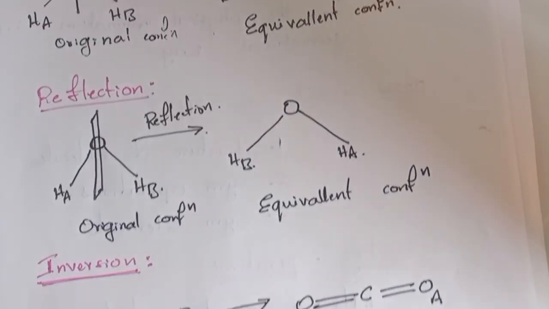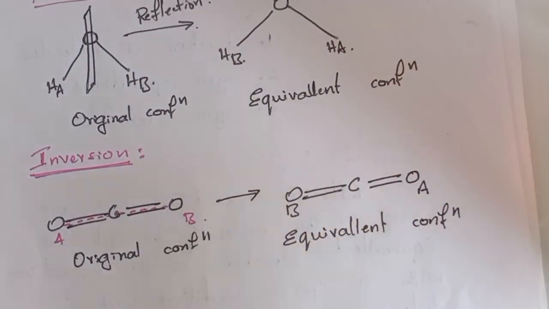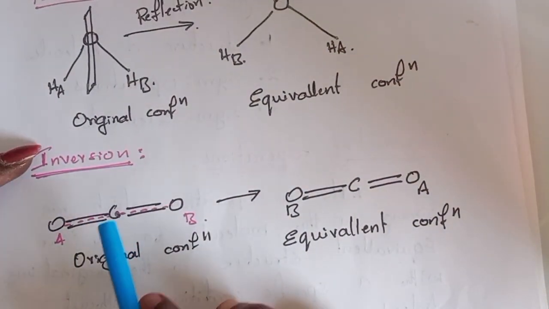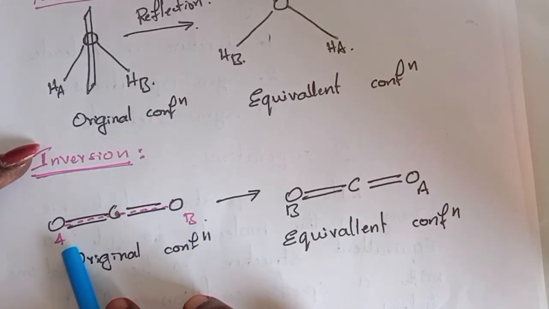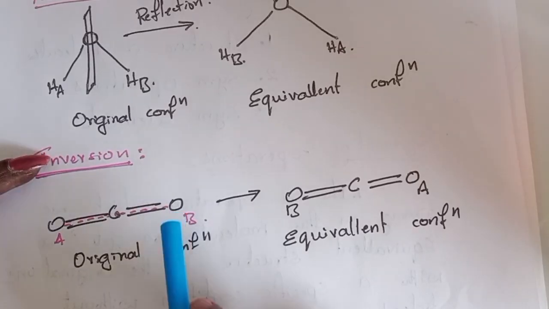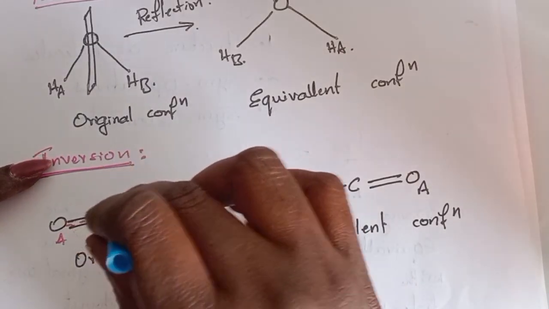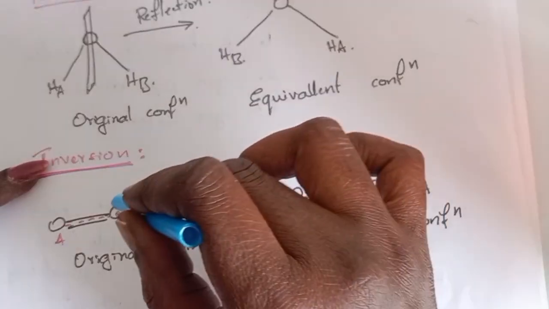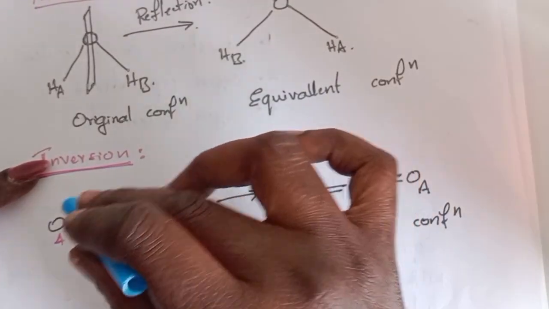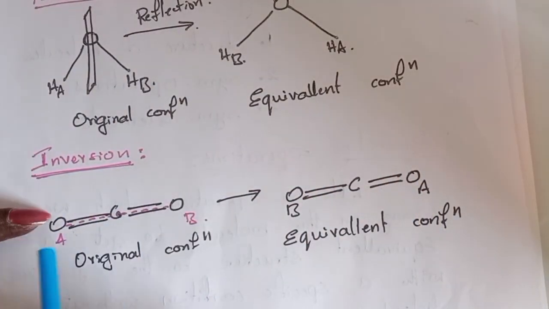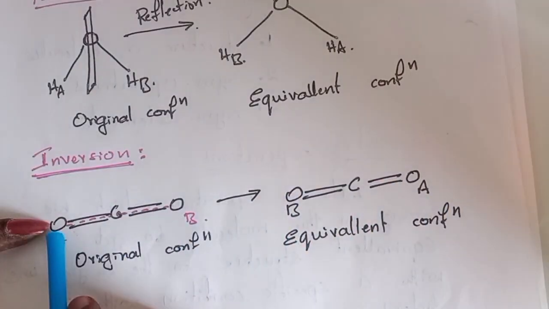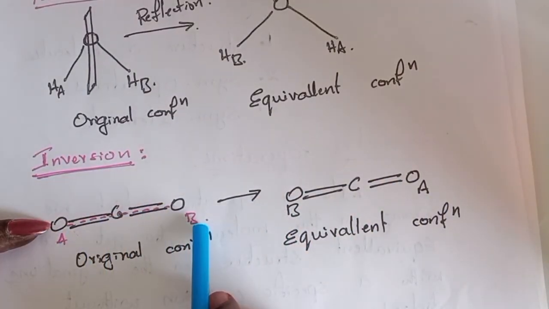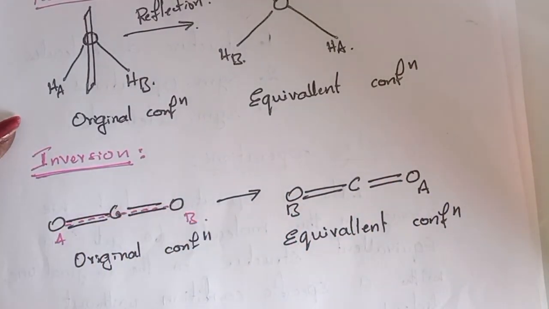The next operation is inversion. Inversion is where, if we pass a straight line through the center of gravity, it reaches two similar atoms at the same distance. So from the center of gravity, if I extend the line, it reaches OB as well as OA. That means OA is inverse to OB, and OB is inverse to OA. That means in carbon dioxide, OA and OB are inverse to each other.